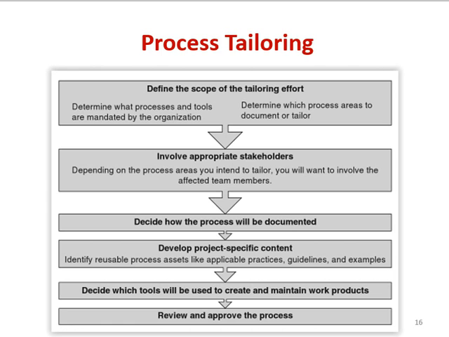Then leading to the next level, we have decide how the process will be documented, leading to develop project specific content. Now this is the time to develop the things project specifically. So identify reusable process assets like applicable practices, guidelines, best practices, lessons learned, examples, etc. And later we have decide which tool will be used to create and maintain work products, and ultimately you have the review mechanism, and all is an iterative and continuous improvement resulting in the approval of the process.